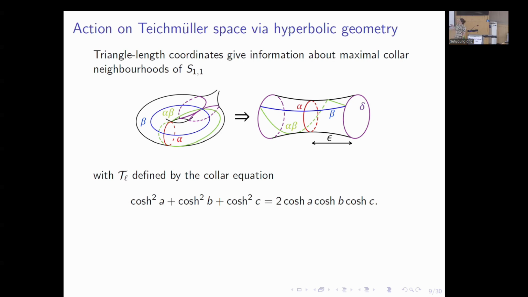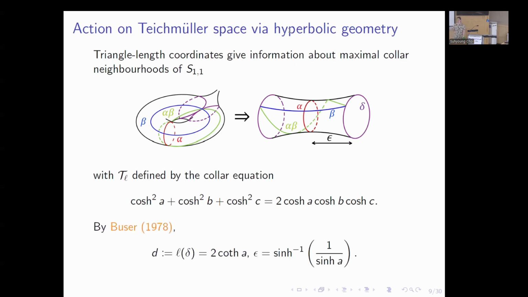So these are all geodesics on the inside, and then we have a curve on the boundary of the neighborhood, delta, which may not be a geodesic. And epsilon here is the half length of this neighborhood. Okay, and so here our Teichmüller space is defined by this collar equation, which A, B, and C satisfy, and that just is required to make sure that this maximal collar neighborhood is well defined and makes sense.